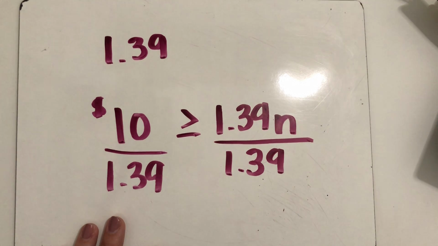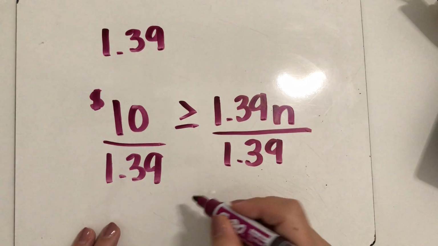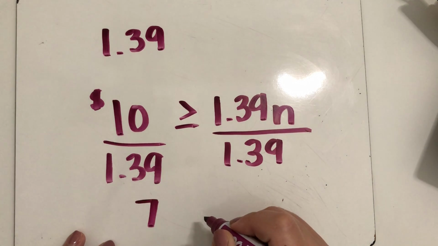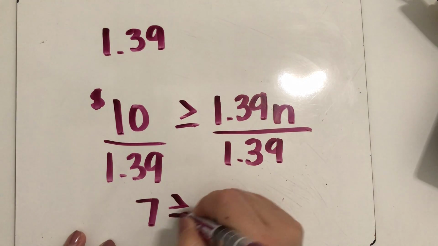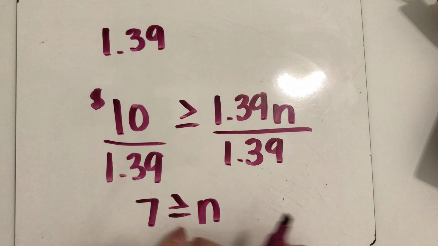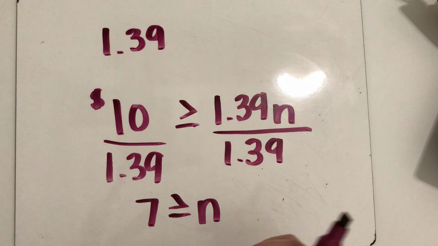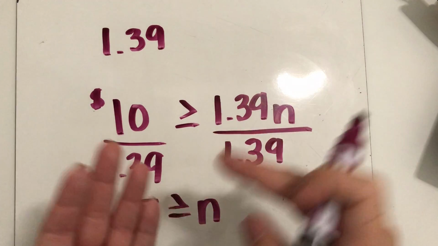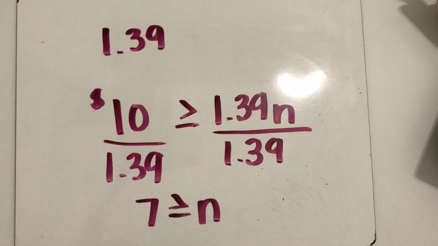Now, this gives me a decimal, but we all know that we can't buy a fraction of a notebook. We have to buy the whole notebook. So I'm gonna put 7 here because it's 7.19, but the most notebooks I can buy are 7. So that means that my notebooks have to be less than or equal to 7, which means my possible combinations can be no notebooks, 1, 2, 3, 4, 5, 6, or 7. Any of those numbers could be a possible solution, okay?